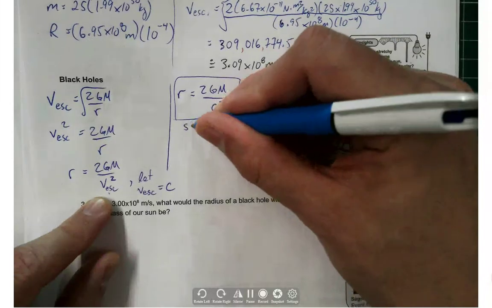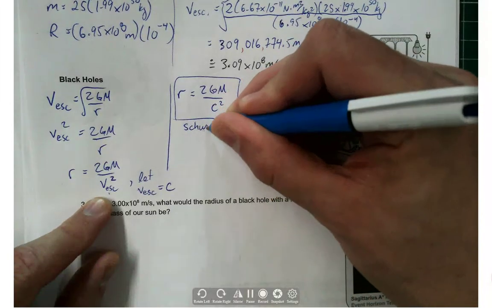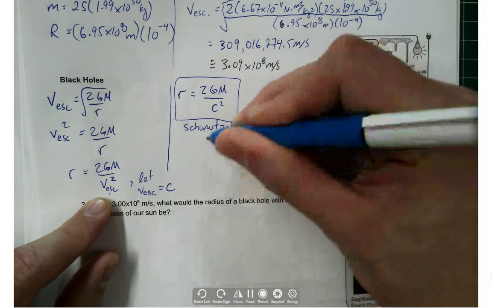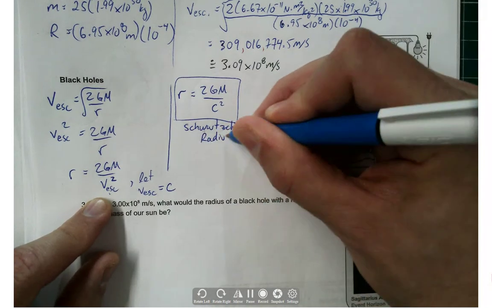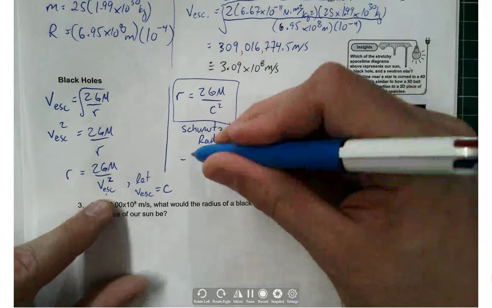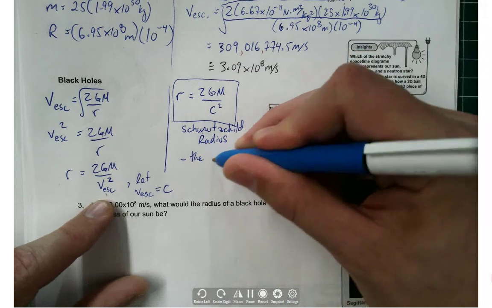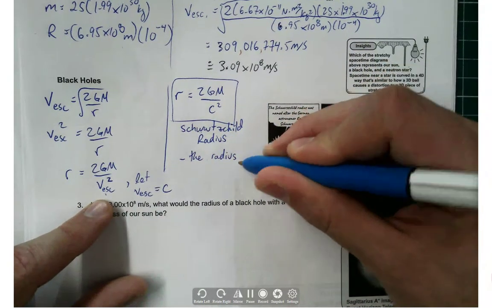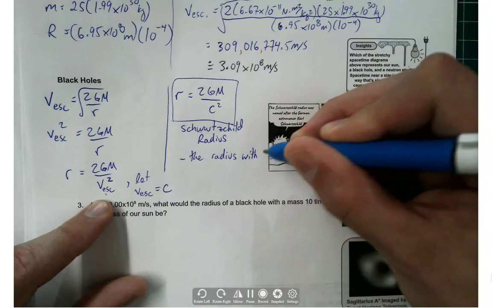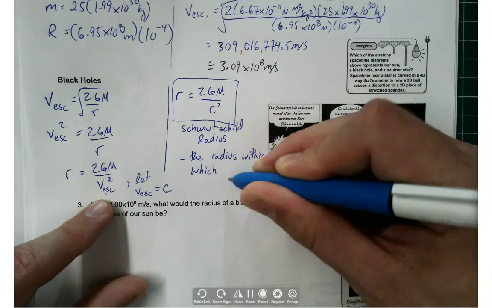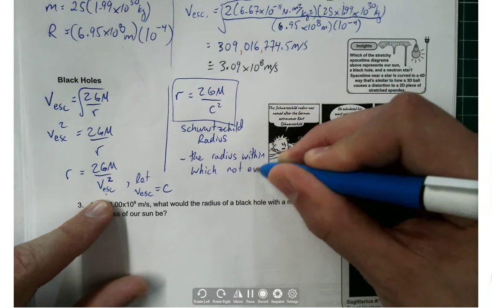Schwarzschild radius. This is the radius within which not even light can escape.